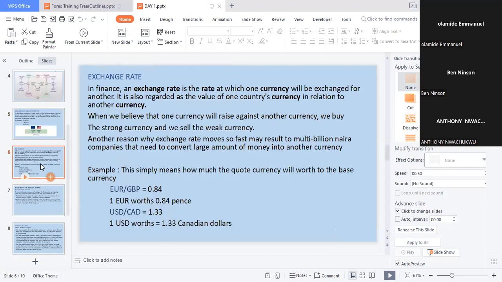Exchange rate. Exchange rate is the rate at which one country's currency will be exchanged for another. It's also regarded as the value of one country's currency in relation to another currency. When we believe that one currency will rise against another currency, we buy the strong currency and we sell the weak currency. Now, let me just explain briefly.